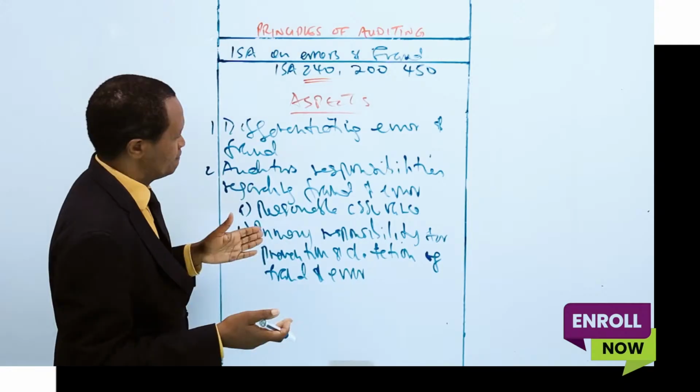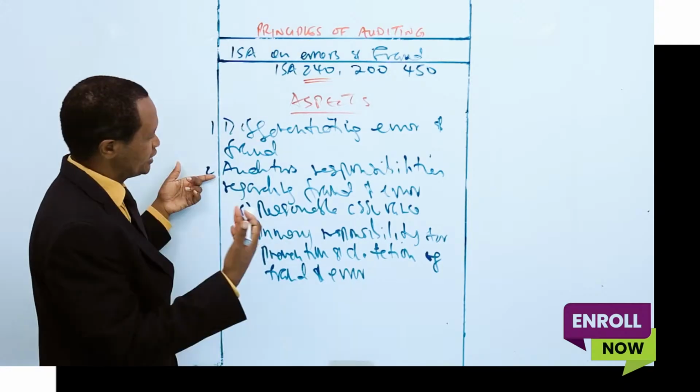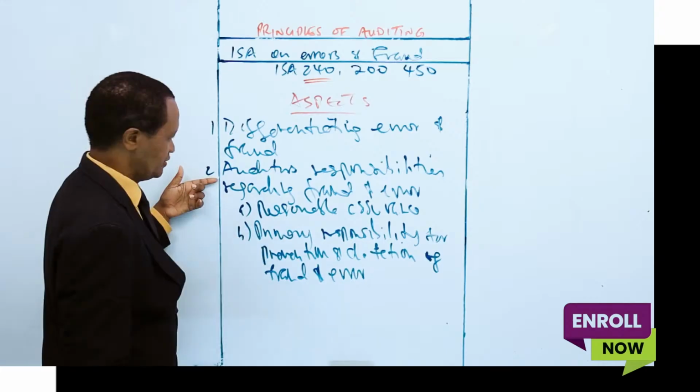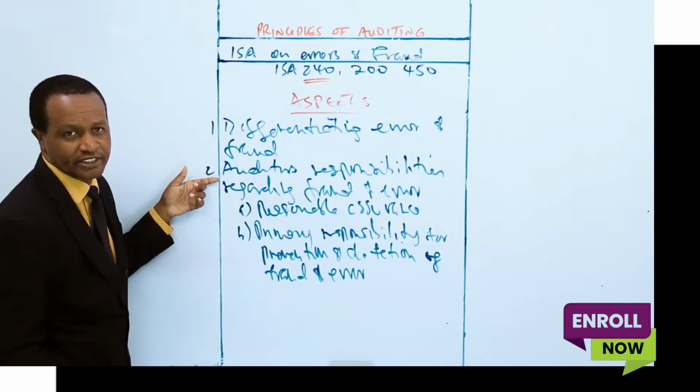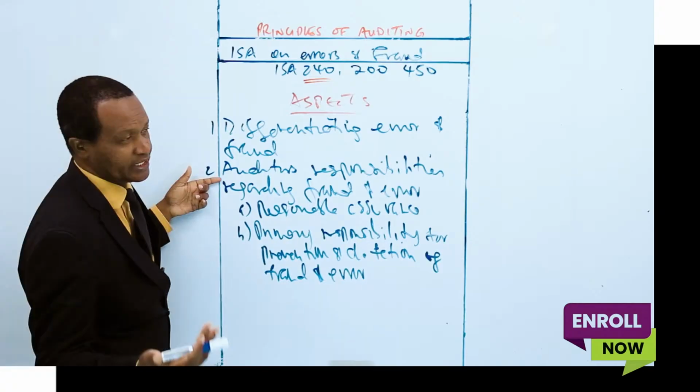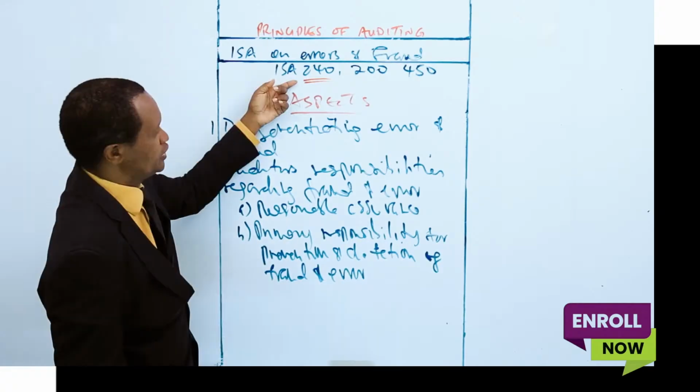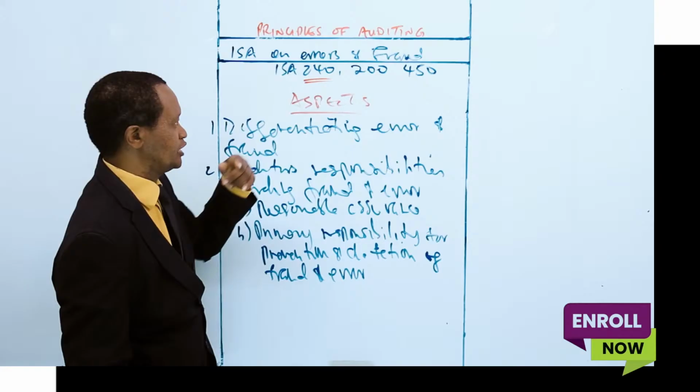The second aspect is the auditor's responsibility regarding fraud and error. That is ISA 240 and ISA 200.